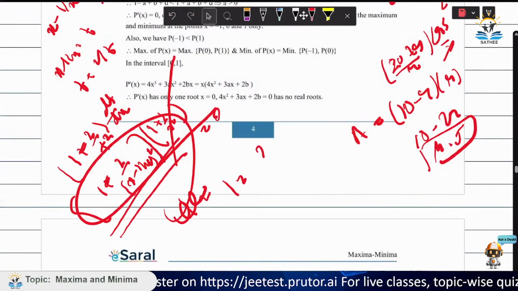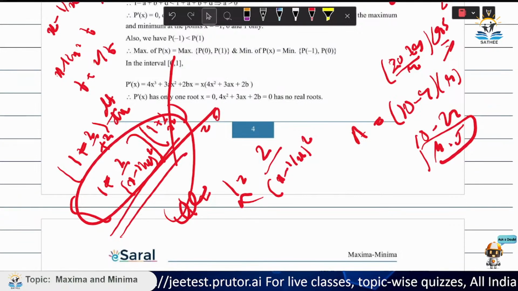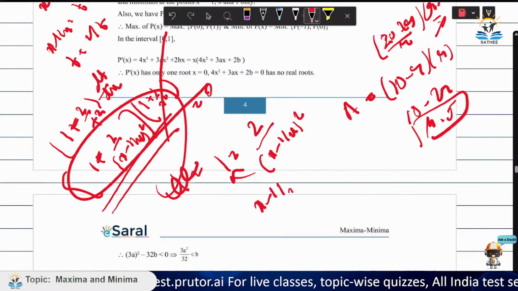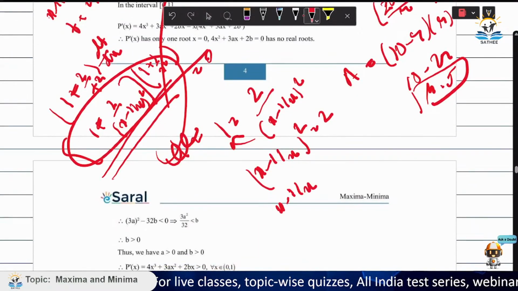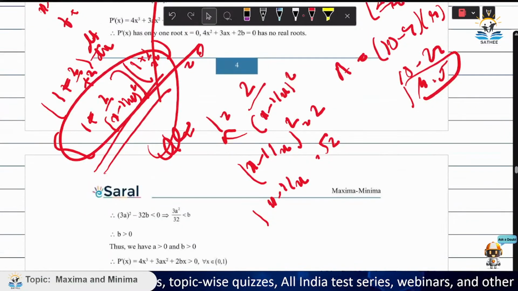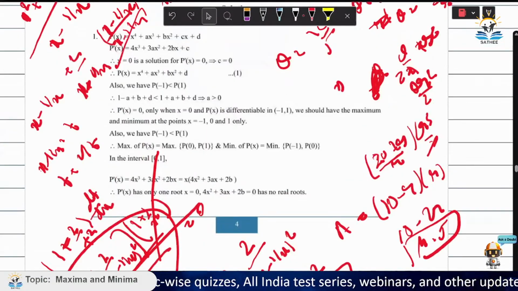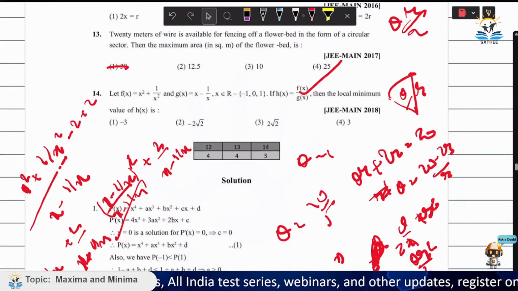So it is 1 equals 2 by x minus 1 by x whole square. This would go here. So (x minus 1 by x) whole square is equal to 2. So x minus 1 by x is equal to root 2. This is the equation where there would be a minimum. So we can calculate it.